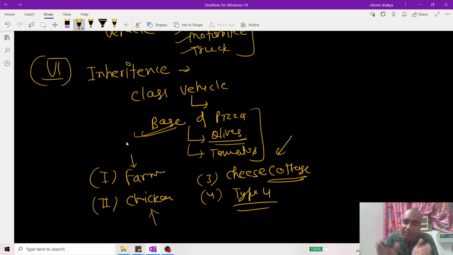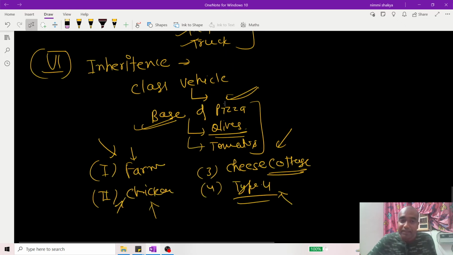So whenever we talk about the blueprint, all those are the classes. So chicken pizza will have a separate class, a separate blueprint. Farm pizza will have a separate blueprint. Cottage cheese pizza will have a separate blueprint. And the fourth pizza, the special pizza of your store. So in that case, all these four kinds of pizzas will have separate blueprints, and all those blueprints are inheriting the same base, which is the base of the pizza having olives and tomatoes.